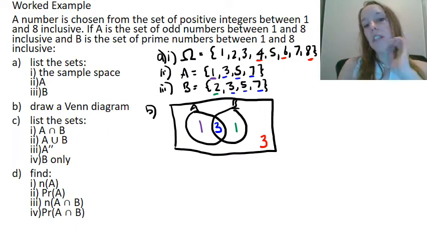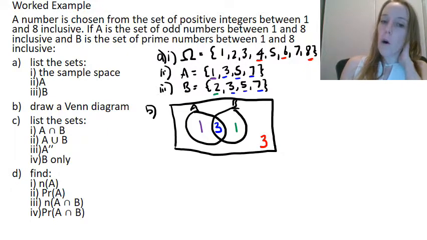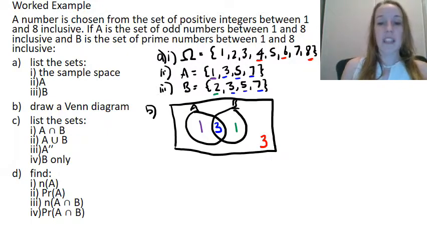If we add all those numbers on our Venn diagram together, we should get 8. So 1 plus 3 is 4, plus 1 is 5, plus 3 is 8. Yes, so we've obviously represented everything in our Venn diagram. Okay, so let's go to C.